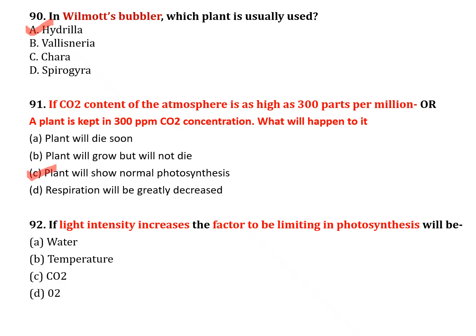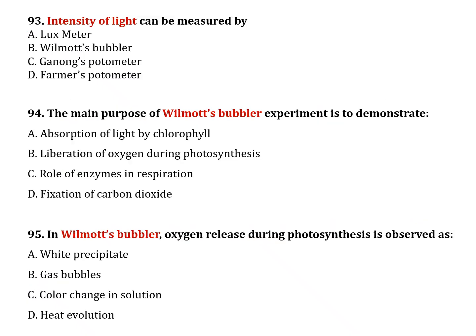The next question, number 92. If light intensity increases, the limiting factor in photosynthesis will be option A, water, option B, temperature, option C, carbon dioxide, option D, oxygen. Correct answer is option C, carbon dioxide. The next question, number 93. Intensity of light can be measured by option A, lux meter, option B, Wilmot's bubbler, option C, Ganong's photometer, option D, Farmer's photometer. Correct answer is option A, lux meter.